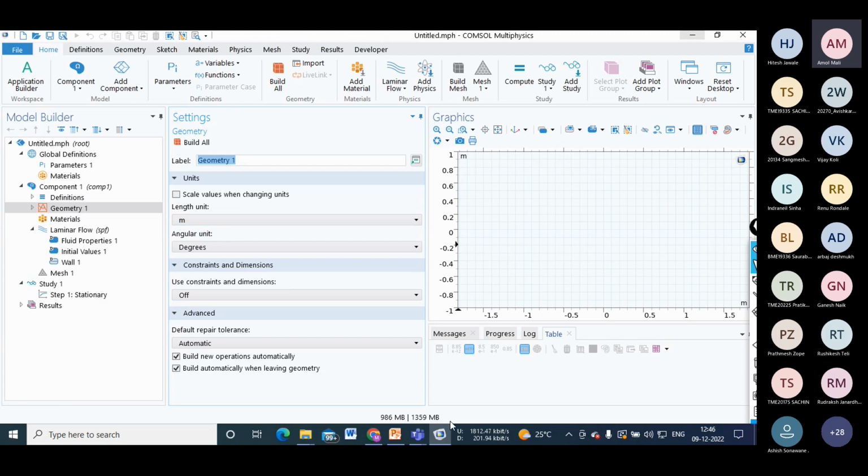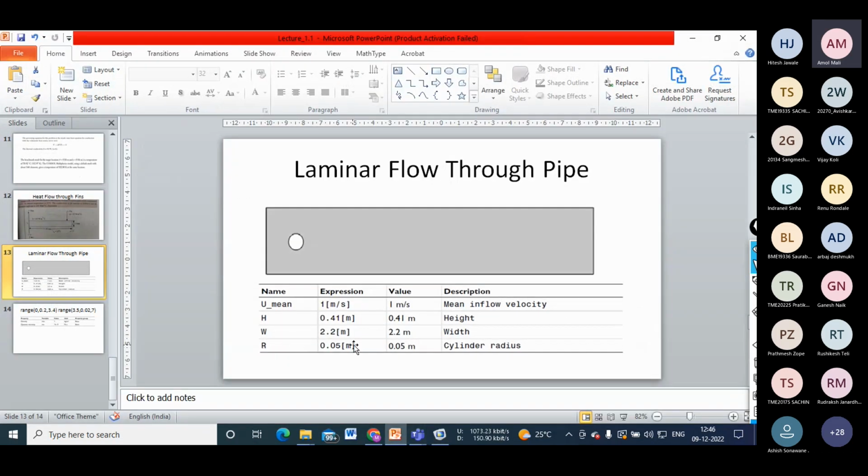Okay, so here we'll see what the dimension of this pipe is. Actually this is laminar flow through a rectangular pipe. This is the inlet of this pipe, and this will be the outlet of this pipe. And this is the obstacle which we have kept inside this pipe. What is the impact of this obstacle on the pressure as well as the velocity distribution inside the pipe, that also we can check.